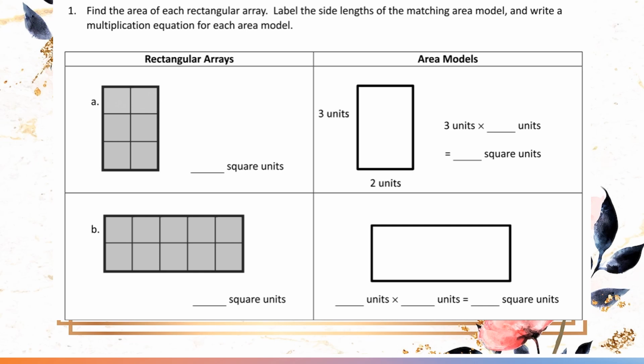All right, so we're going to start counting for letter A. That's 1, 2, 3, 4, 5, 6. So we counted 6 square units. So we're going to write a 6 in this blank.